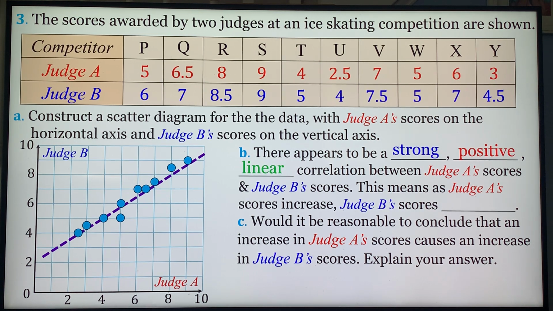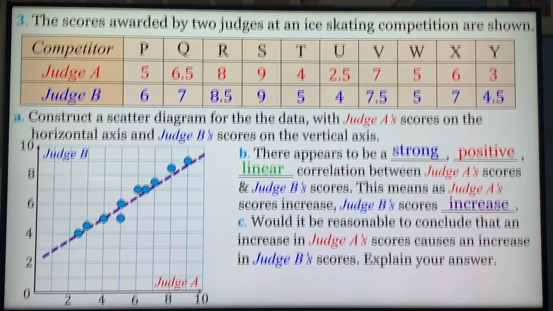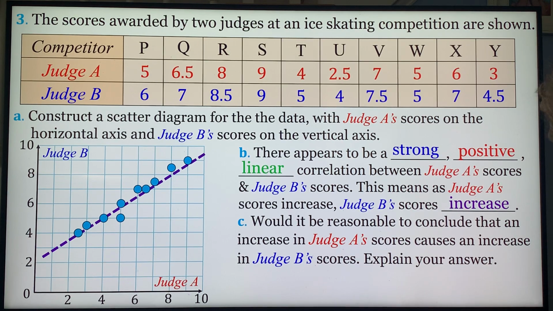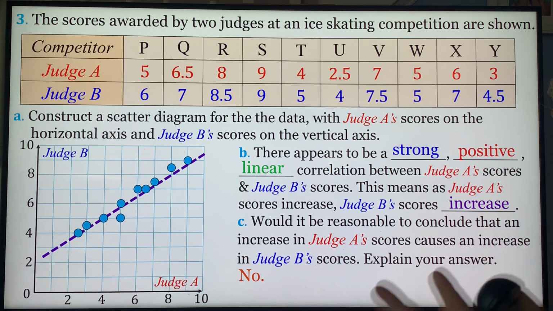Correlation between judge A scores and judge B scores. This means as judge A scores increase, judge B scores also increase. Would it be reasonable to conclude that as you increase judge A scores, that would cause an increase in judge B scores? So does that make sense? As judge A scores go up, so would judge B's? No. Why not? Is there an equation that actually does the two?